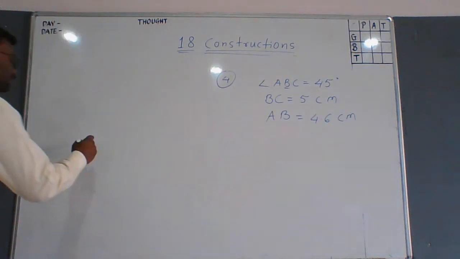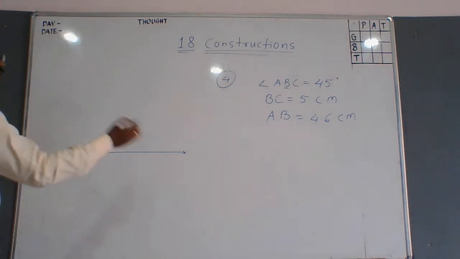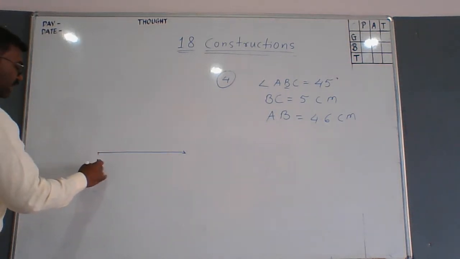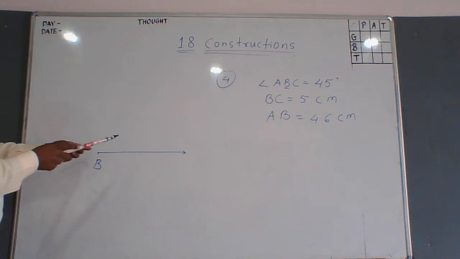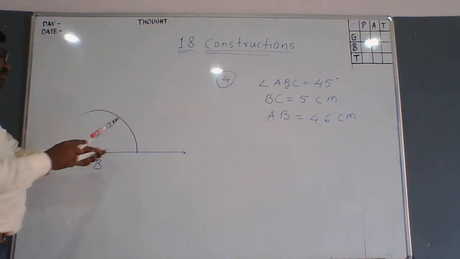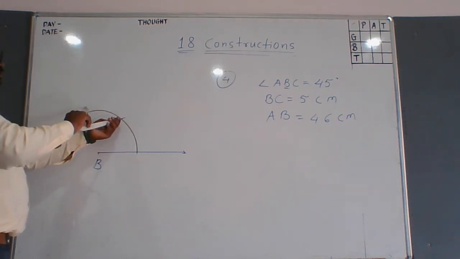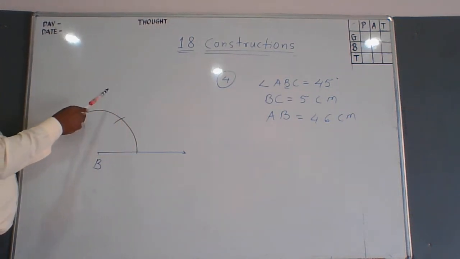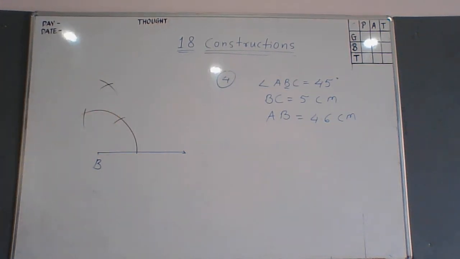First, let us draw one ray. Vertex of the angle is B. We want to construct the 45 degree angle. I hope all of you know how to draw this 45 degree angle. For this 45 degree, first we need to construct a 90 degree angle. This is 60, this is 120, and between 60 and 120 there is a 90 degree angle. Correct?